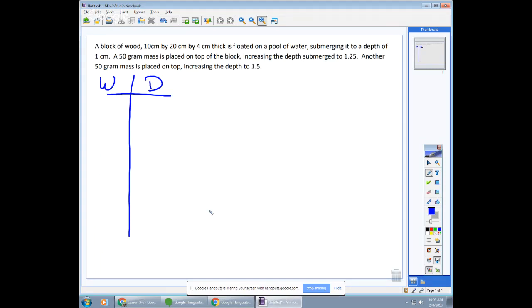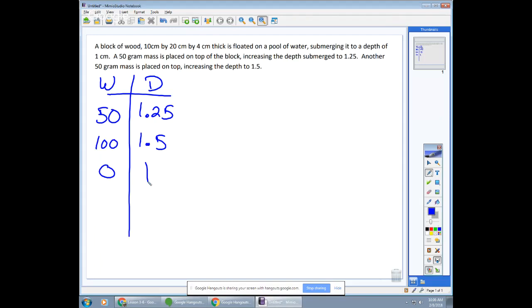We're good. So let's see, we got a 50-gram mass is placed on top. So we got a weight of 50. And it's submerged to a depth of 1.25. And then we have another weight of 50 grams is put on top. So how much weight do we have now? 100. And that puts us at 1.5. Now, there's another piece of information I didn't write down. If we put no weight, then it's sitting at 1 centimeter.